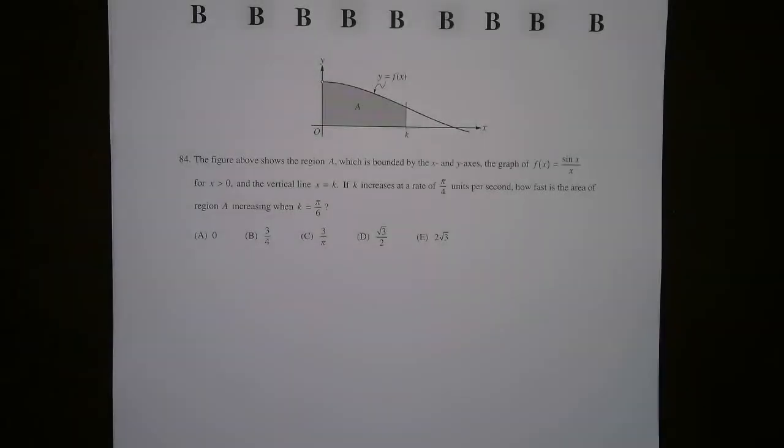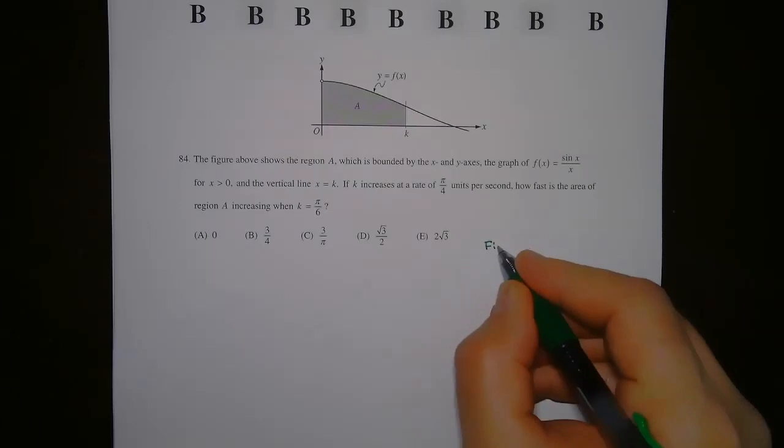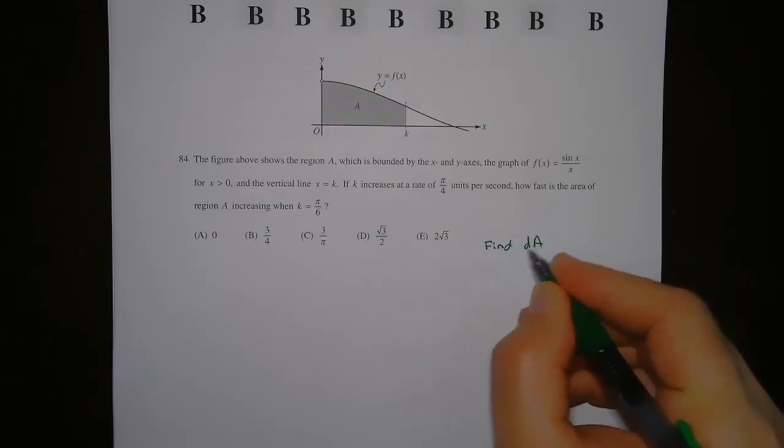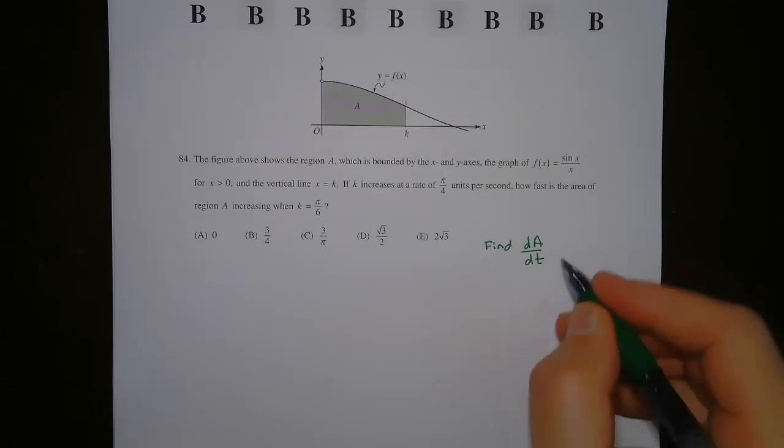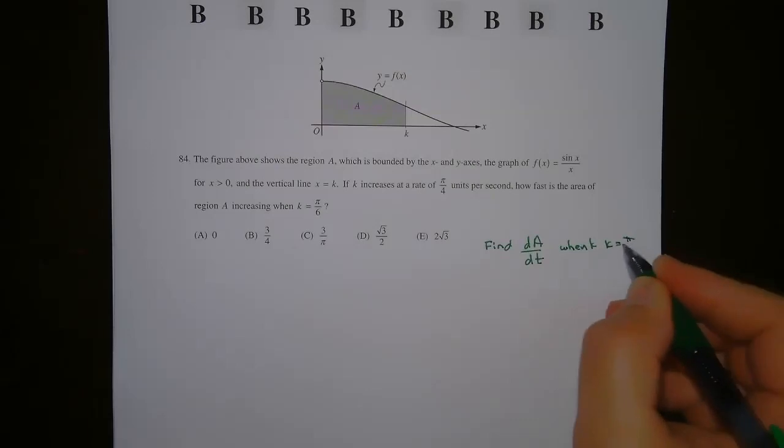Okay, so for 84, it says the figure above shows the region A, which is bounded by the x and y axis, the graph of f of x equals sine x over x for x greater than or equal to 0, and the vertical line x equals k. If k is increasing at a rate of pi over 4 units per second, how fast is the area of the region A increasing when k is pi over 6? So this is a related rates problem, okay? We want to find dA over dt when k equals pi over 6.